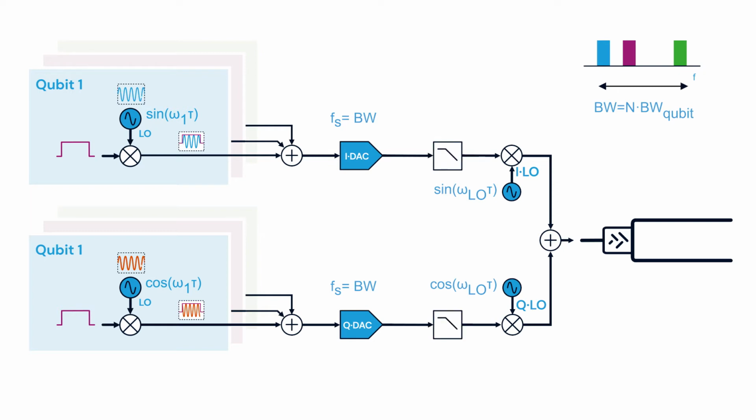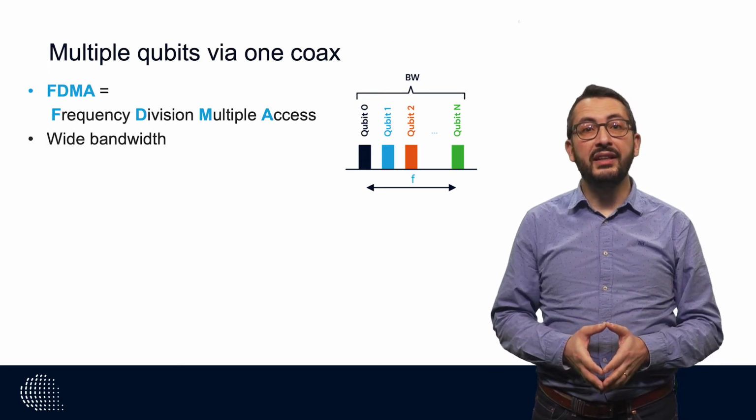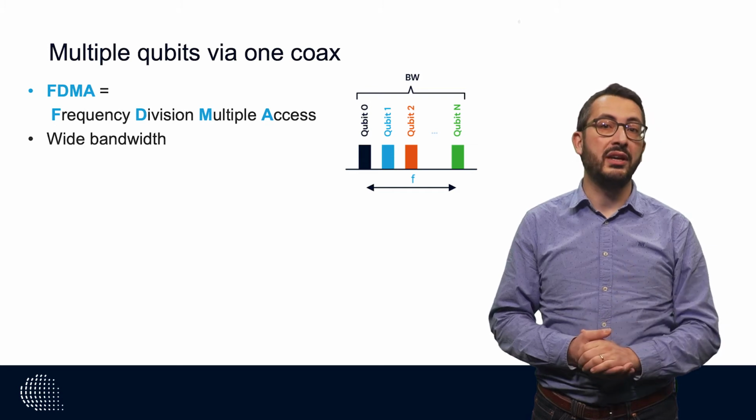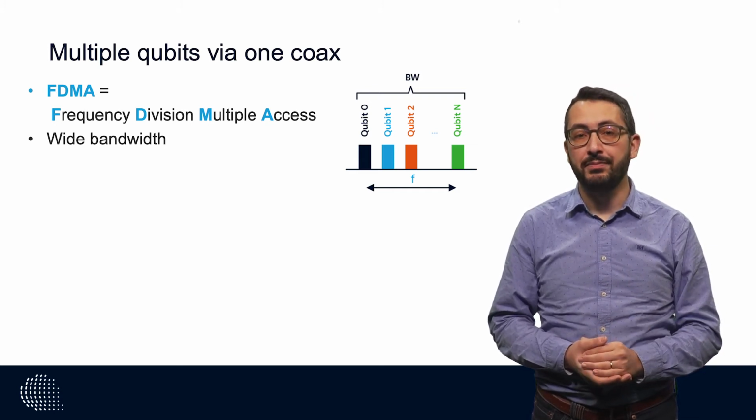Of course, one thing that we should not forget is that after any digital-to-analog conversion, we have to place an anti-aliasing filter, shown here for completeness. Now, we have an architecture that can be used to drive multiple qubits via one single coaxial cable. But what are the challenges in this implementation?